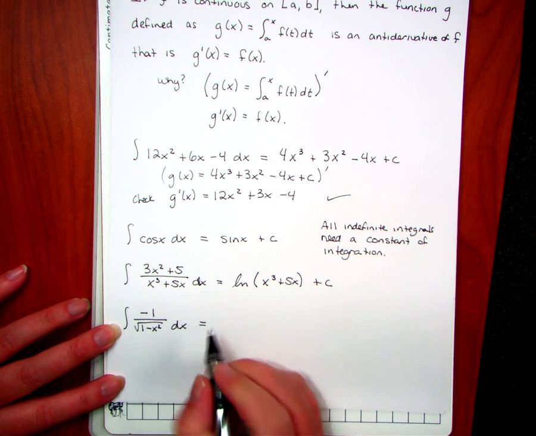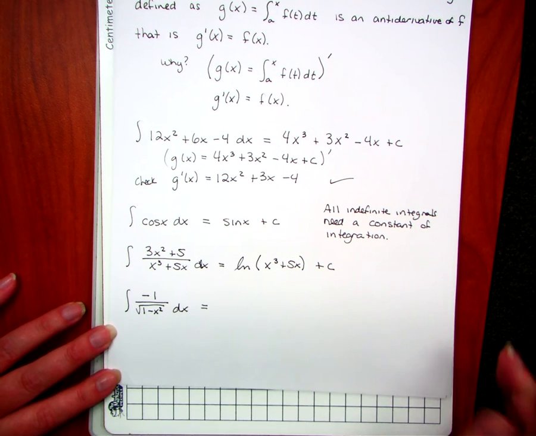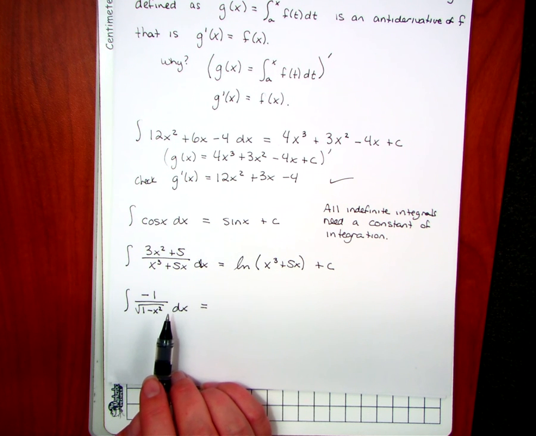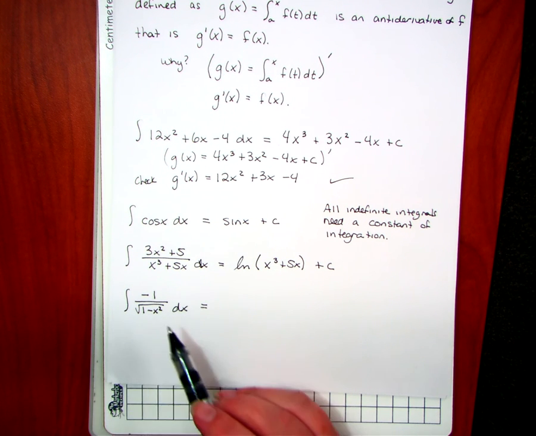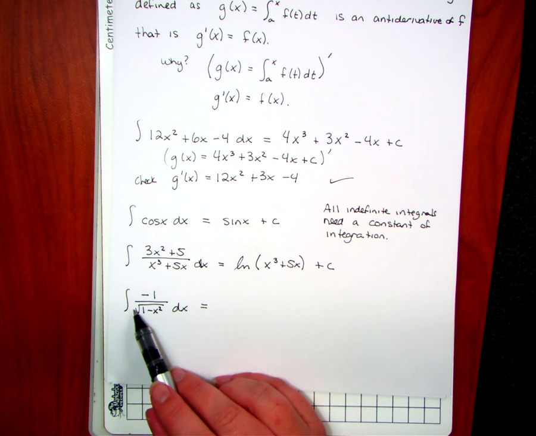We can do this one. It's just a matter of, do you recognize this integrand? Negative 1 over the square root of 1 minus x squared. It should ring a bell. We differentiated a function and got this.